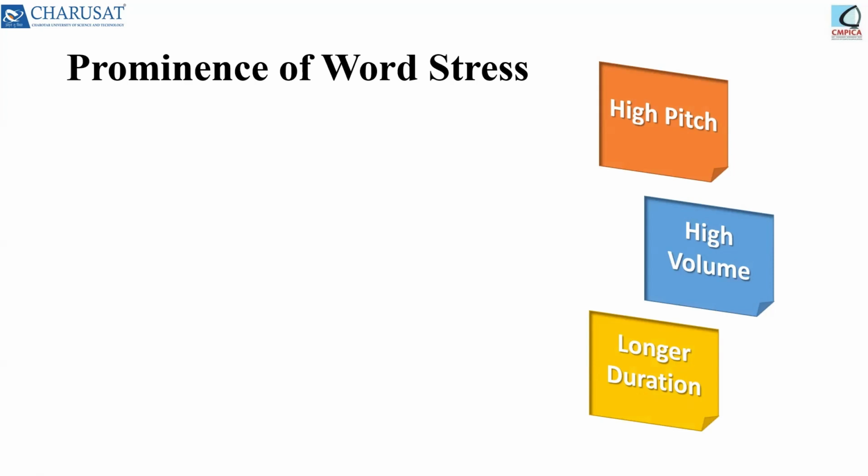So the three features that you can see on the screen are the key characteristics that define a word when we are speaking it. And therefore, if it is spoken correctly, it turns out to be the correct way of communicating on an academic platform. So it is very important for us to learn the prominence of word stress.